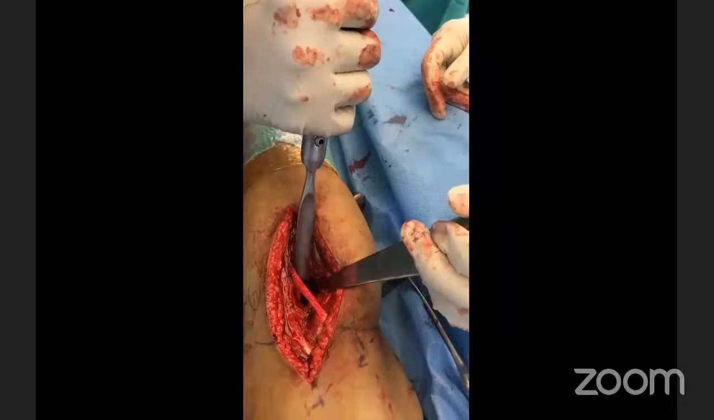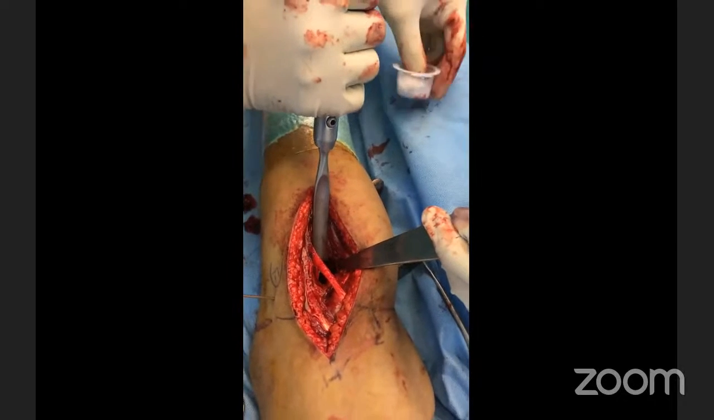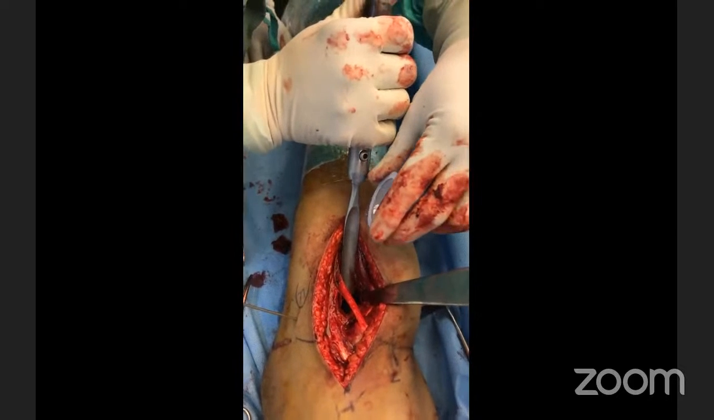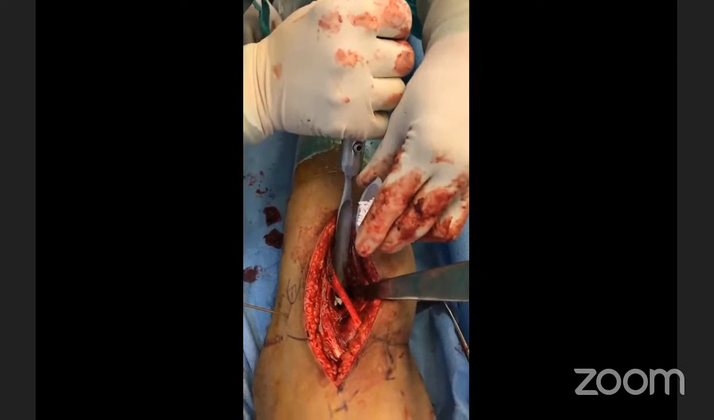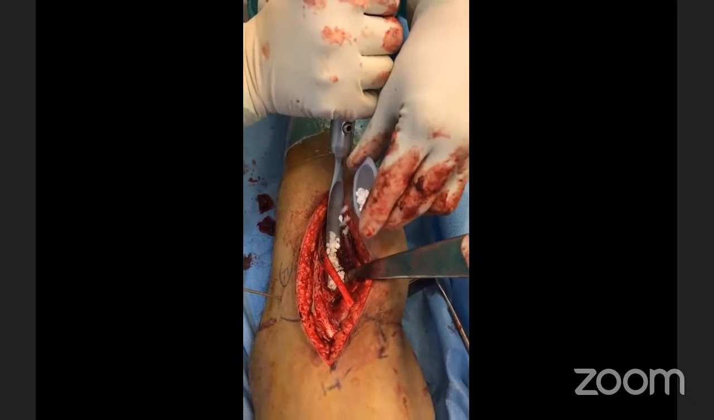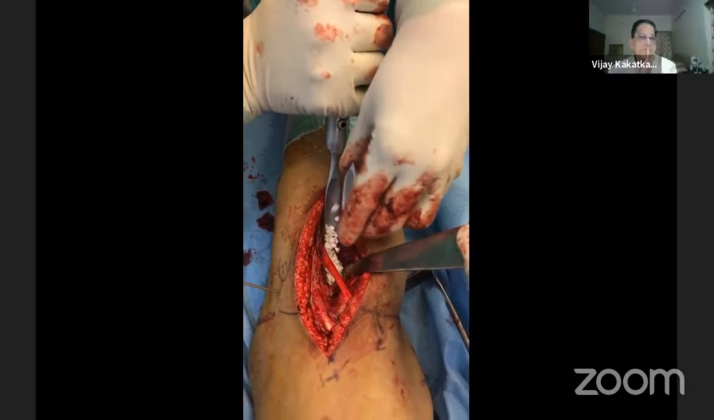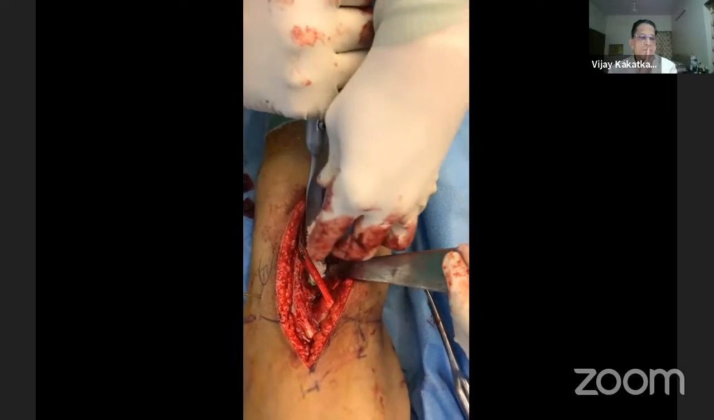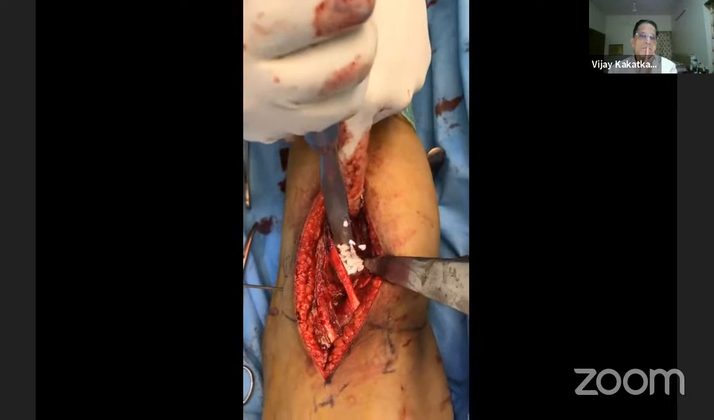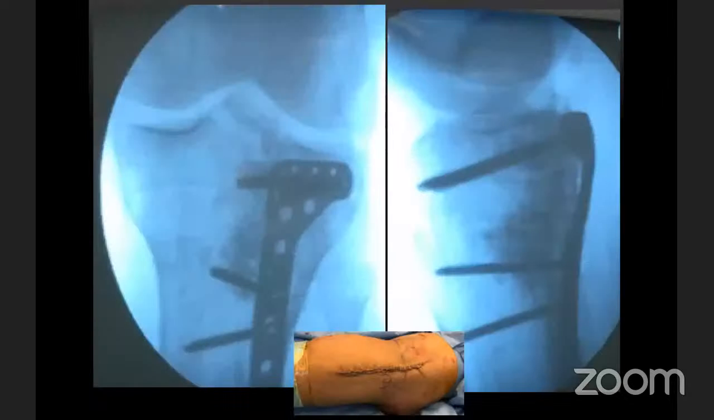Now I will put a filler by using a gouge. It is a very nice idea to take a broad gouge and slide your filler through the gouge into the defect directly. It will take about 20 seconds. Yeah, then you can push the material inside. Once it is filled, then plating is done.